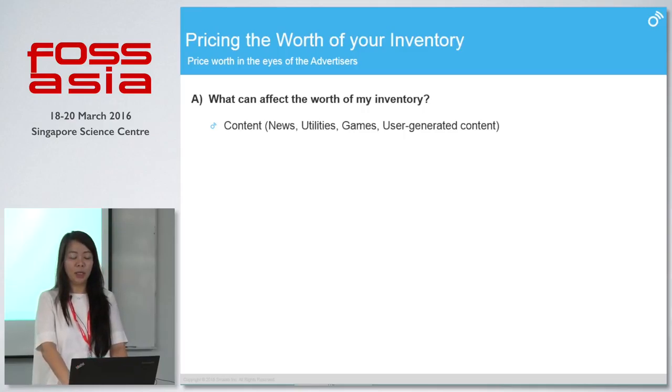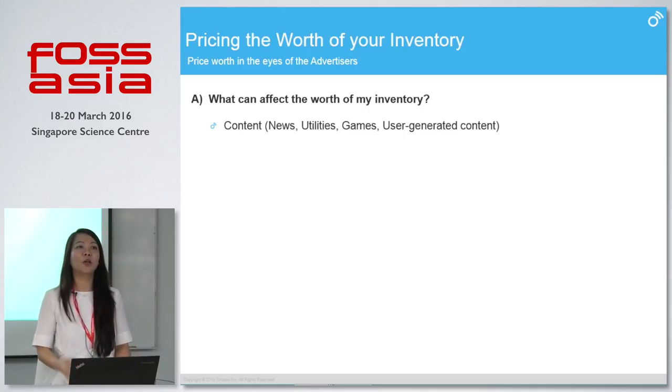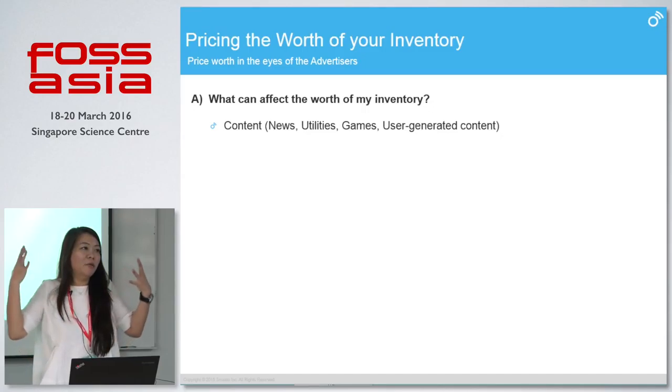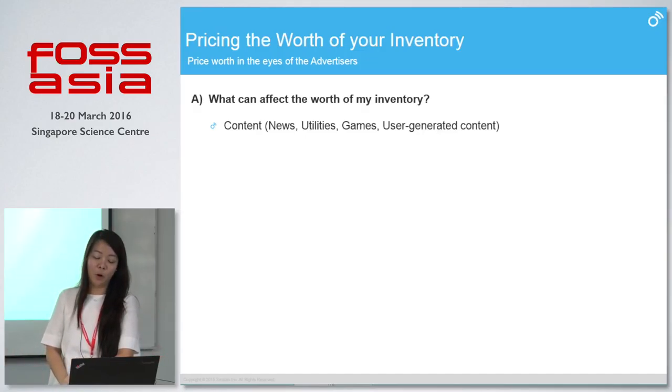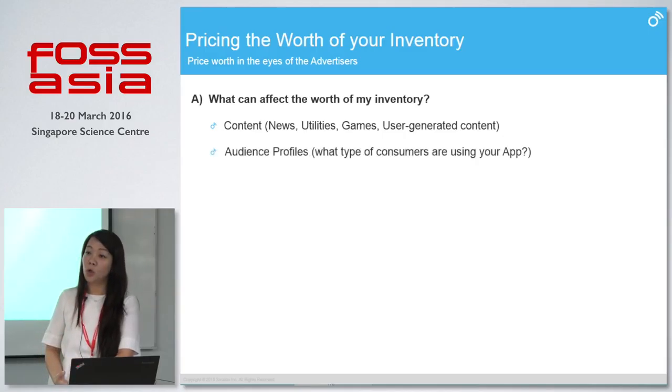This can be a little bit tricky. Pricing the worth of an inventory. Of course, to us as developers, my inventory is worth a lot, my consumers are worth a lot, but how about in the eyes of the advertisers? Where exactly are the budgets going? They are the ones who allocate the budgets, right? So usually, content-wise, for example news, utilities, games, or user-generated content, what kind of content do you have around your application? How about your audience profile? What type of consumers is using your app?